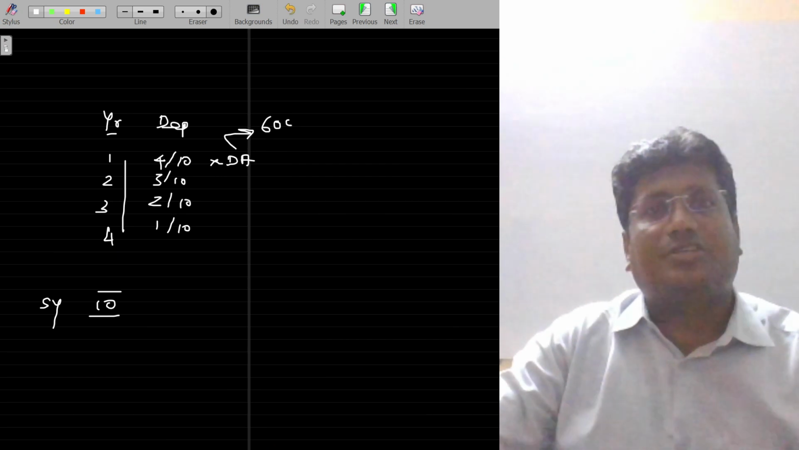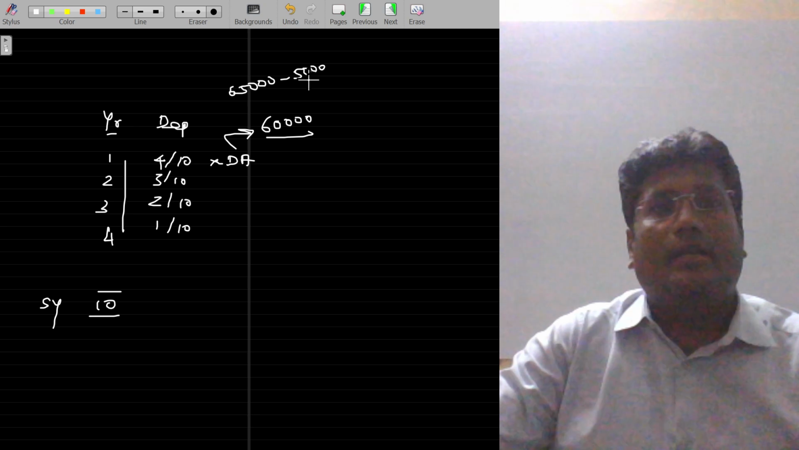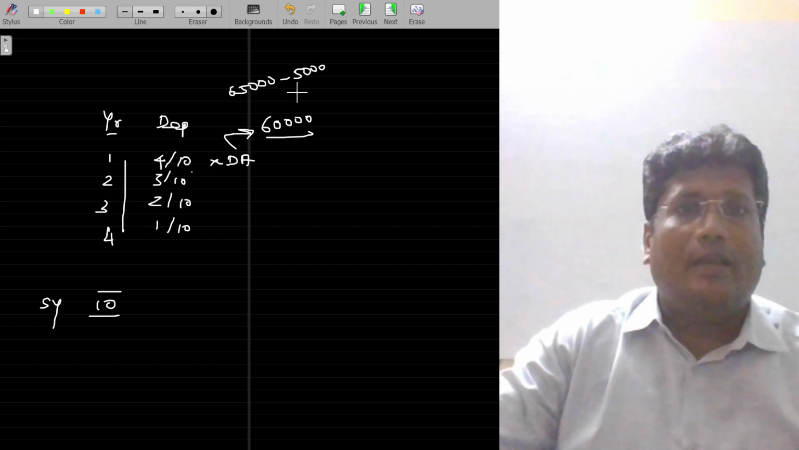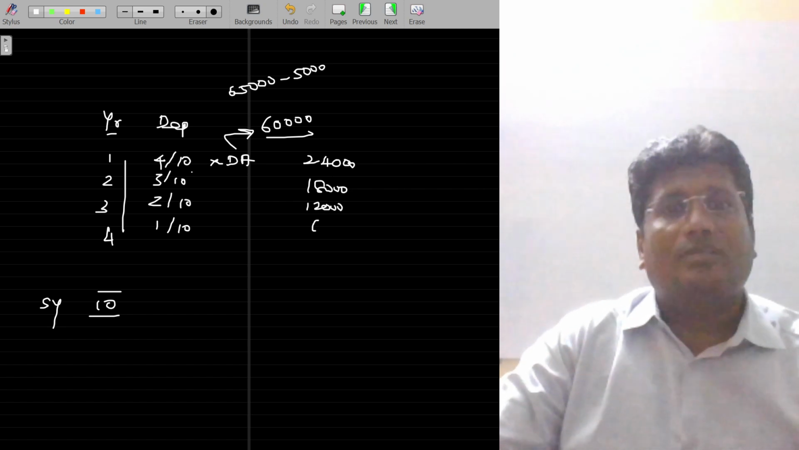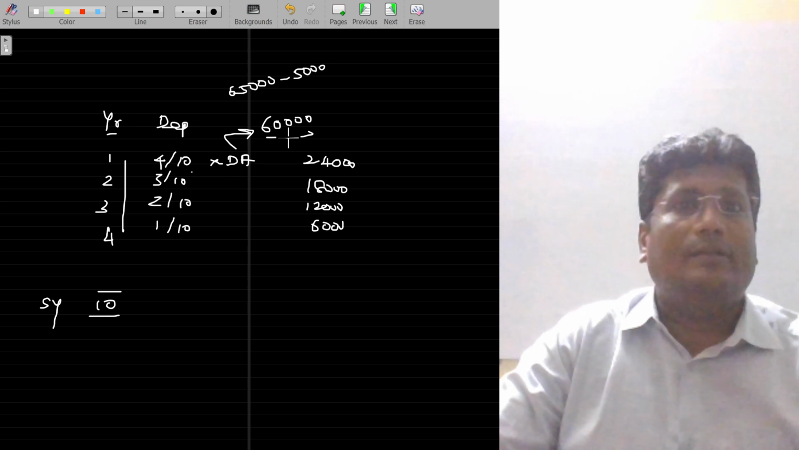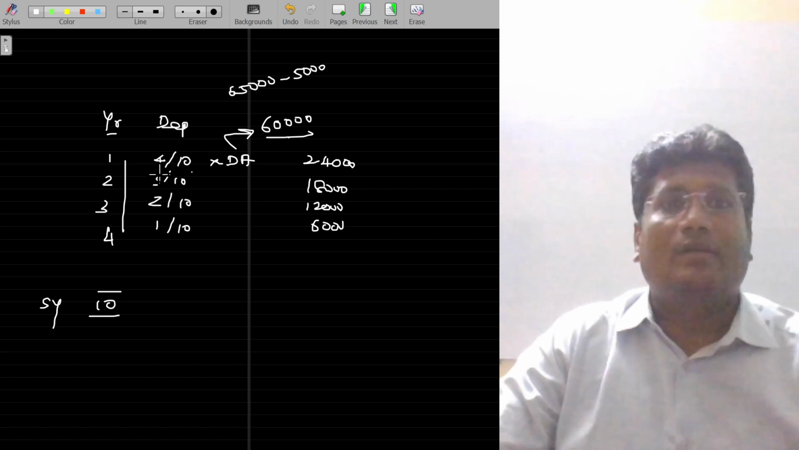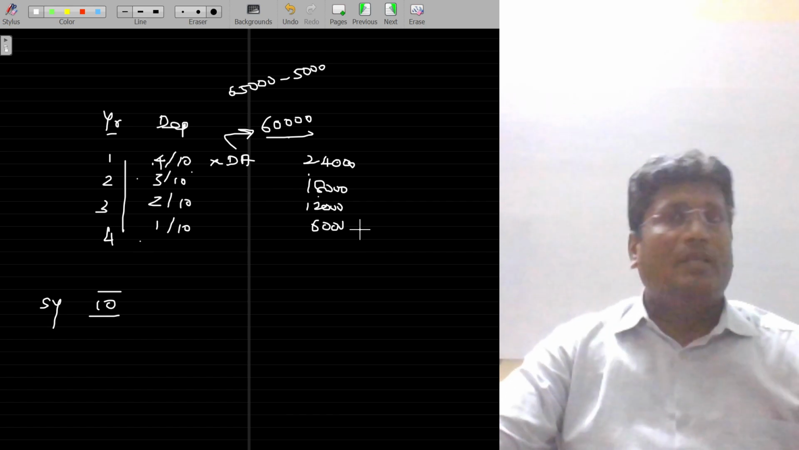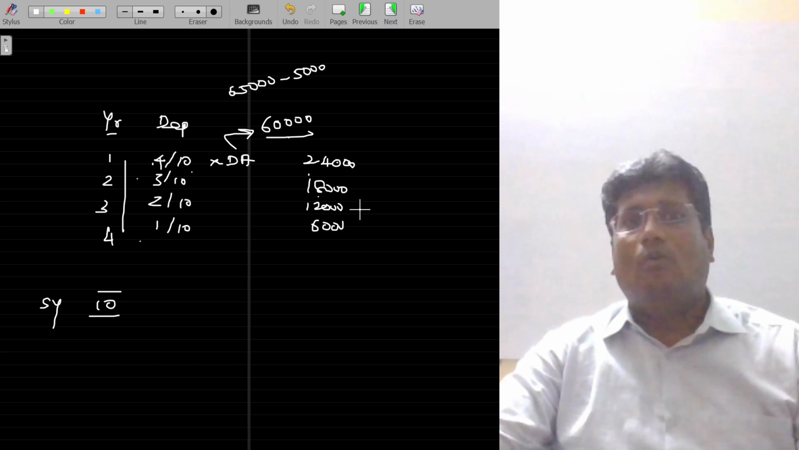The depreciable amount here is 60,000. 65,000 rupees is the original value, scrap value is 5,000, so the depreciable value is 60,000. Then first year, 4 by 10 of 60,000 is 24,000. Second year, 18,000. Third year, 12,000. Fourth year, 6,000. Is that okay? The depreciable amount 60,000 divided by 10 means the value per unit is 6,000. For 4 times it is 24,000, for 3 times 18,000, for 2 times 12,000, and 1 time 6,000. It resembles what model? The WDV model: higher depreciation in the beginning and lower depreciation in the later period.